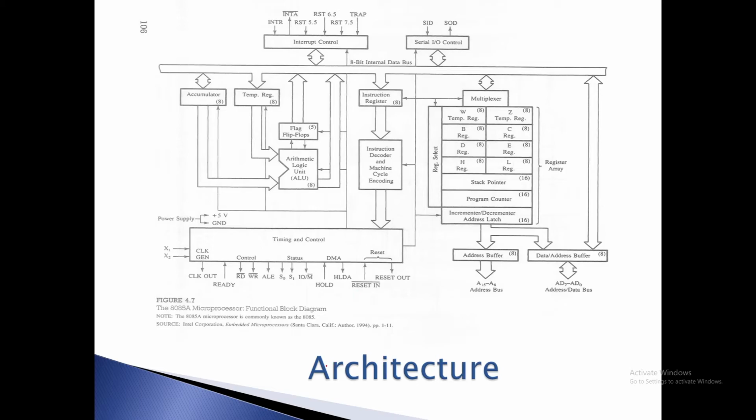This is the architecture of the 8085. It has been divided into different parts depending upon the section, operation or functionality. Like we have an interrupt control. I will go step by step from top to bottom. You can see we have interrupt signals, 5 interrupts in the 8085: INTR, RST 5.5, 6.5, 7.5 and TRAP. We have one interrupt acknowledgement signal, INTA.